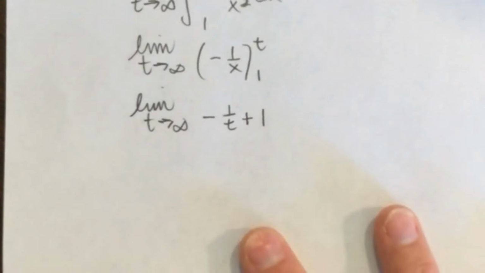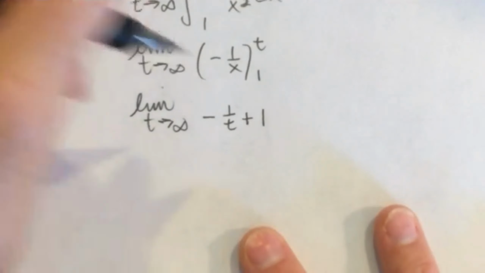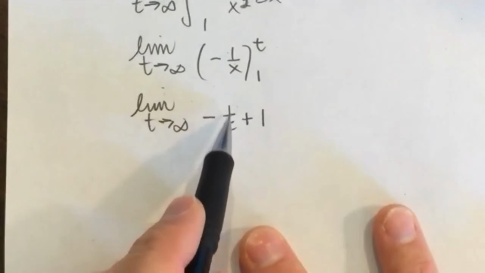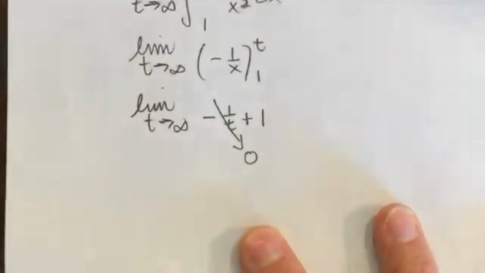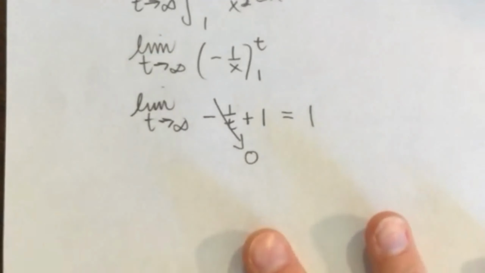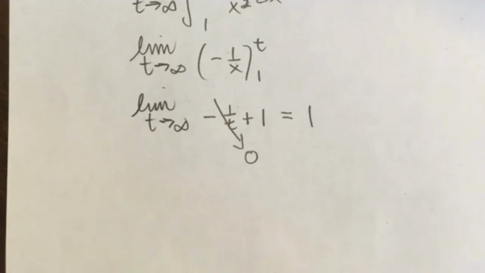And now I want to find the limit as t goes to infinity. Well, what does it go to? It approaches 0. This goes to 0. So the overall limit would go to 1. For improper integrals, if the limit doesn't exist, then we say the area doesn't exist. If the limit does exist, then we say the area is equal to the limit. So we would call the area under this curve 1.